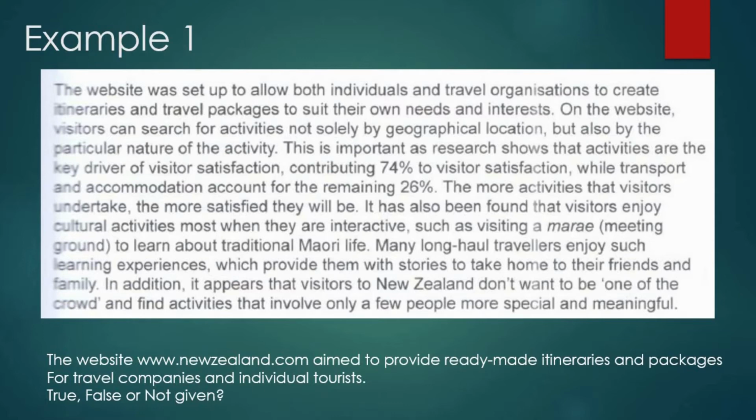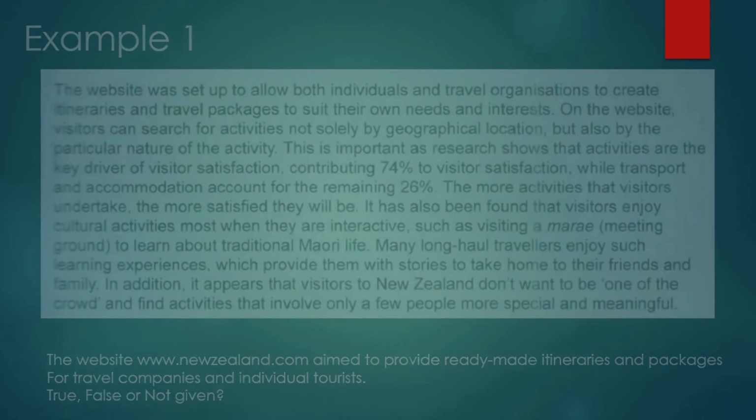Now, you need to be a little logical over here. Read the first line of the paragraph. The website was set up to allow both individuals and travel organizations to create itineraries and travel packages to suit their own needs and interests. This line clearly mentions that the website was made to create the itineraries and not provide ready-made ones. So this information is given but contradicts the question, hence the answer is false. Now let's see the second example.